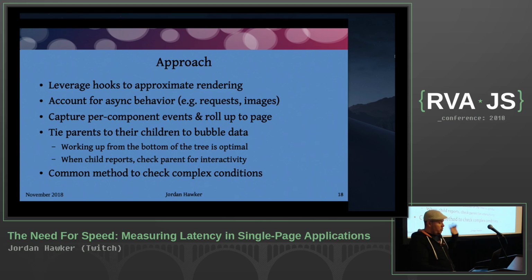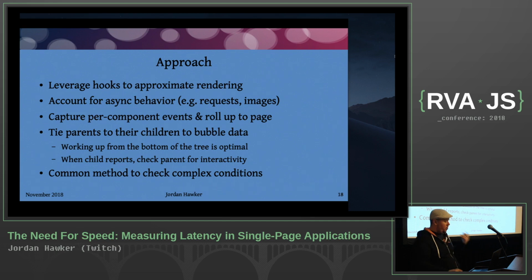In order to actually roll things up to a page level, you're going to need a way to tie your parents to their children. Different frameworks do this differently. Some are easier than others, but you're going to need a way to work up from the bottom of the tree to the top, because you have your leaf components rendering first. Essentially, they're completing rendering first anyways. And so you need the leaf components to be able to tell the parents, hey, I'm done rendering. Now you can check to see if your conditions for interactivity have been fulfilled.